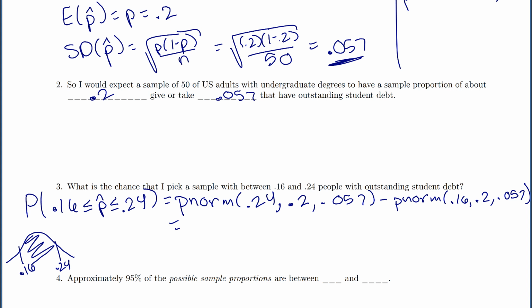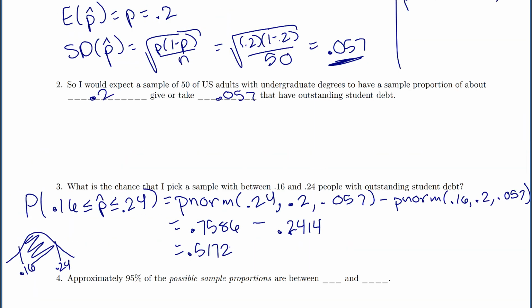This should give me, see, the first probability is 0.7586 minus, and then the next one is 0.2414. So this should give me 0.5172. So that's the chance that we could pick a sample with between 16% and 24% of people that do have outstanding student debt.